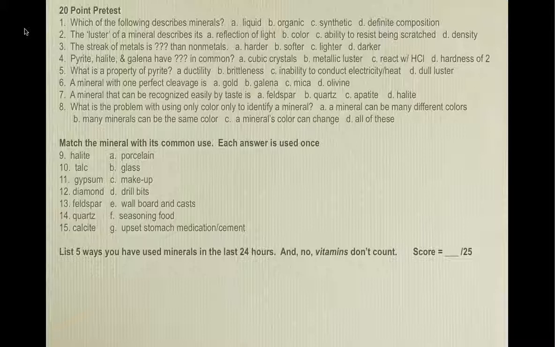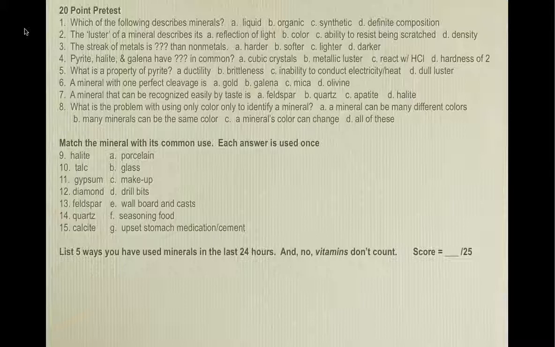What is a property of pyrite? Is it ductility, brittleness, inability to conduct electricity or heat, or dull luster? 6. A mineral with one perfect cleavage is gold, galena, mica, or olivine. 7. A mineral that can be recognized easily by taste is feldspar, quartz, apatite, or halite.